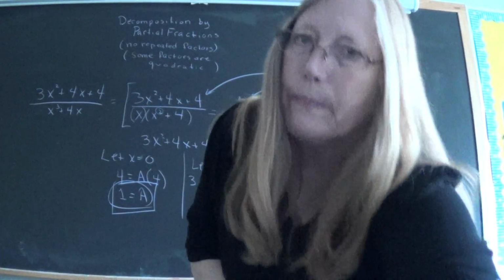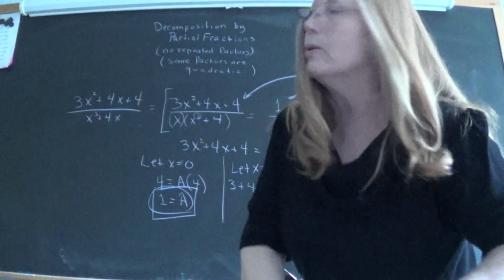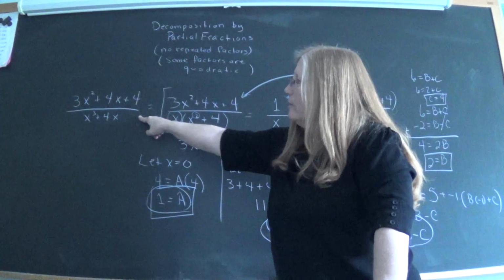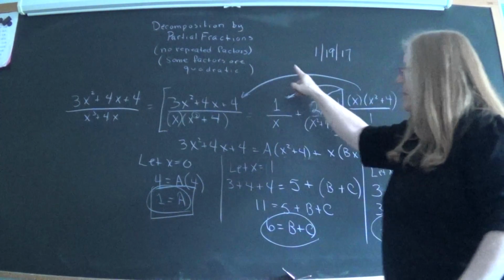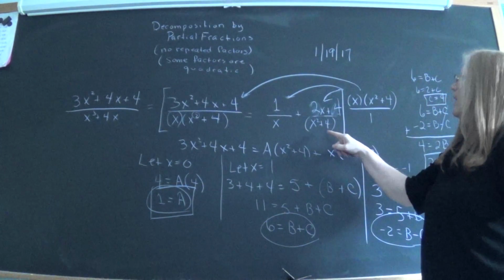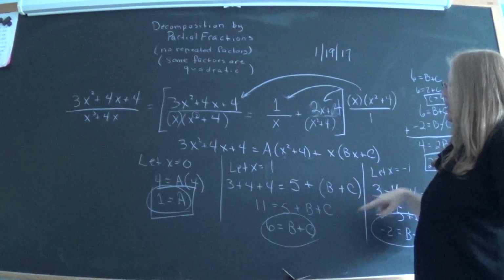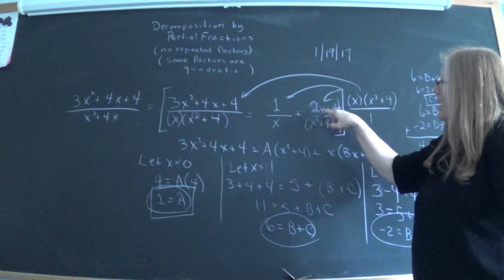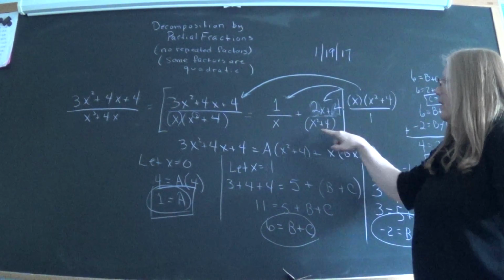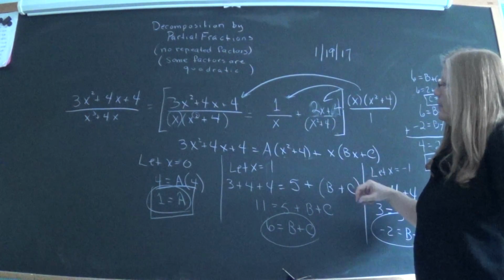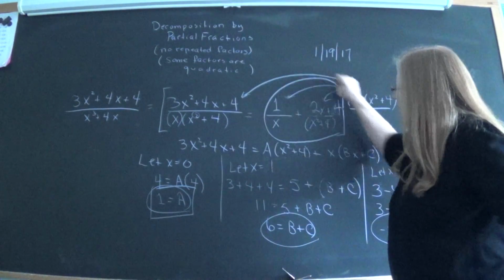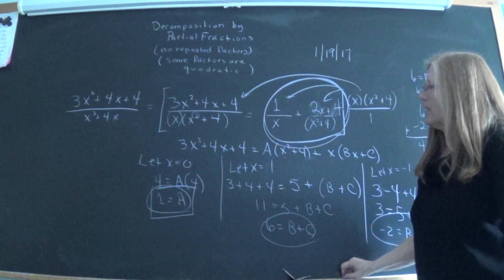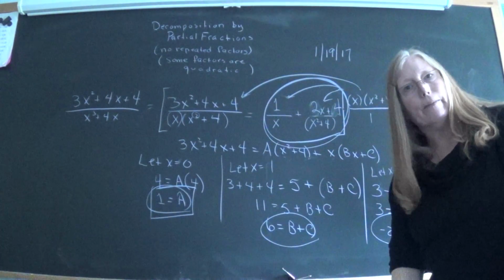Did it all show up? Not so sure. Alright, so this is the original problem. I can decompose it with these partial fractions. Where did I write it? Right here. 1 over x plus 2x plus 4 over x squared plus 4. So this is the decomposed expression that I was looking for.